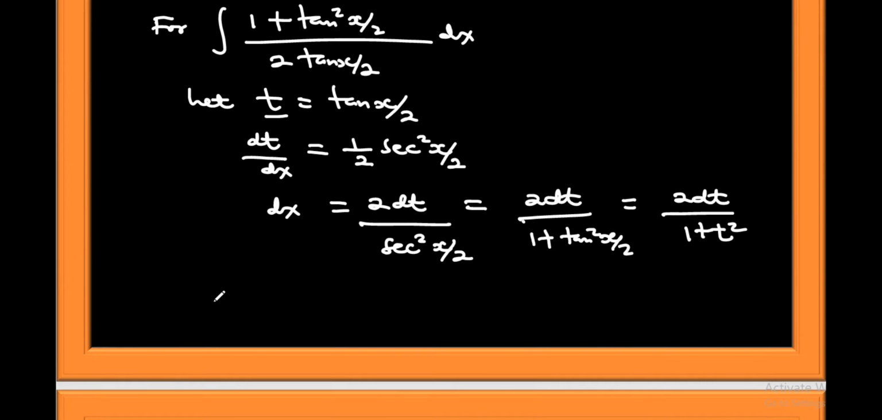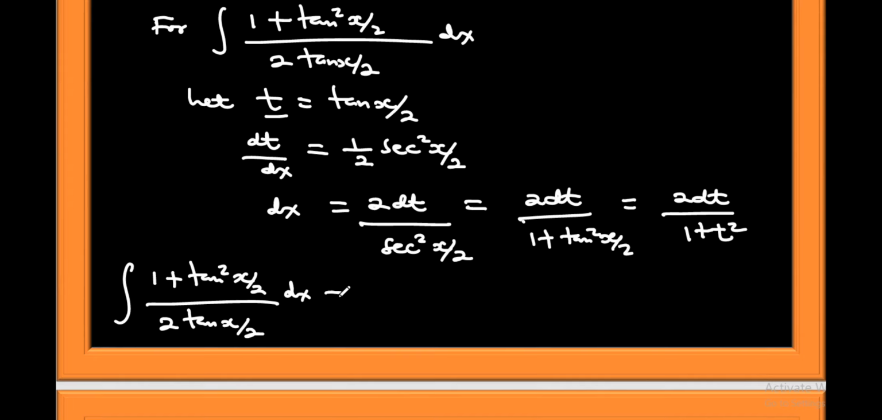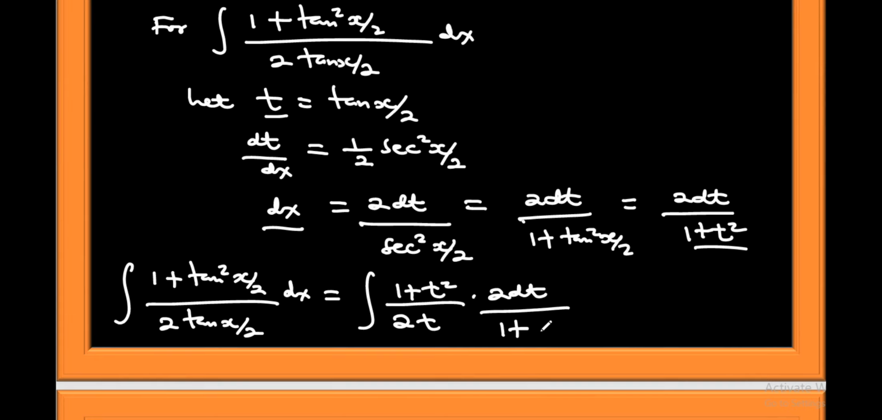So if dx is that, we now come and say integral of (1 plus tan squared x/2) divided by (2 tan x/2) dx is now going to be equal to integral of (1 plus t squared) over 2t, since I am substituting t for tan x/2. But then remember, we already made dx the subject here. It became 2 dt divided by 1 plus t squared.